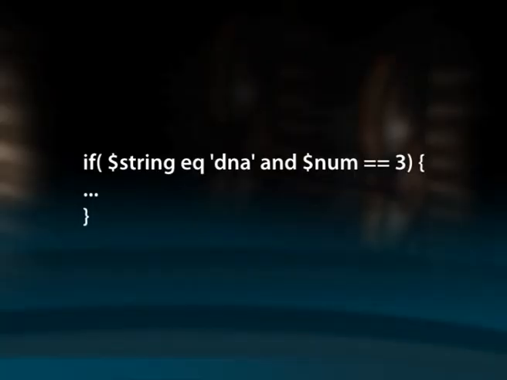Logical operators are available in most of the programming languages. In Perl also, they have become very popular. These operators are used to check the conditions to make some decisions. Logical operator AND can test if two conditions are both true. For instance, if $string equals DNA and $num equals 3, the statements. The entire statement is true only if both the conditions are true.